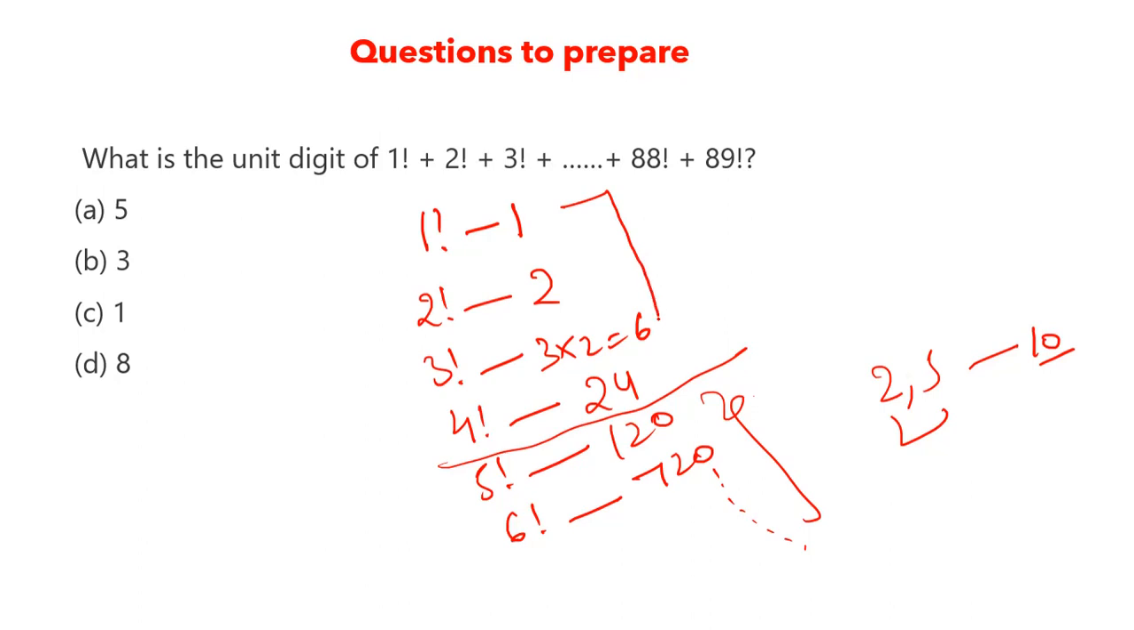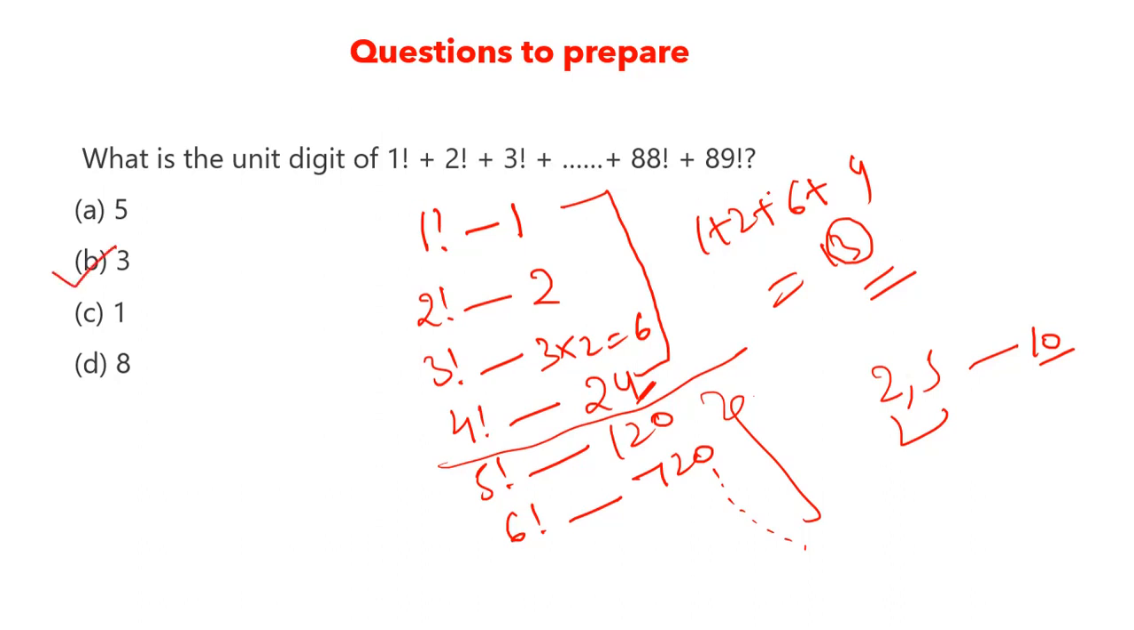Now we have to just worry about these. So let's just sum them up. So 1 plus 2 plus 6 plus 4, the unit digit of 24 is 4. So 6 plus 4, 10, 10 plus 2, 12, 12 plus 1, 13. So what is the unit digit? 3. So the correct answer for this one is going to be 3.